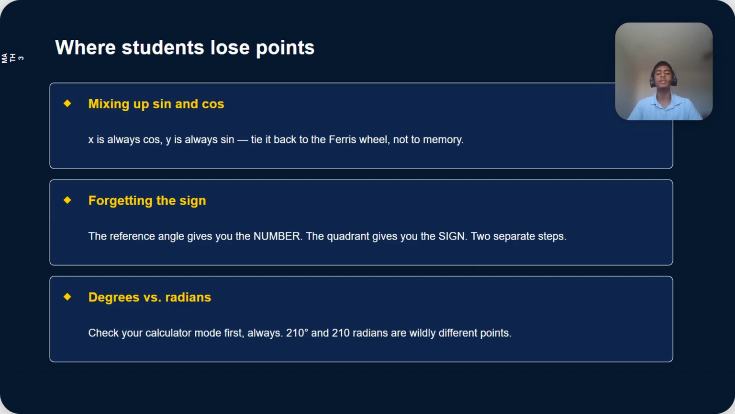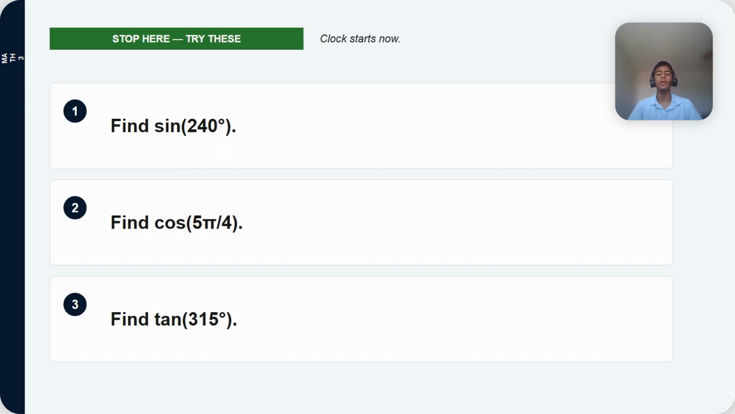Now, three places where this always goes wrong on exams. 1. Mixing up sine and cosine under time pressure. Tie back to the wheel. X is cosine and y is sine. Always. 2. Forgetting the sign flip. Remember, the reference angle only ever gives you a positive number. The quadrant is a separate step that decides the sign. And 3. Degrees versus radians. Check your calculator mode before you touch a single button. This one costs more points than actual math does.